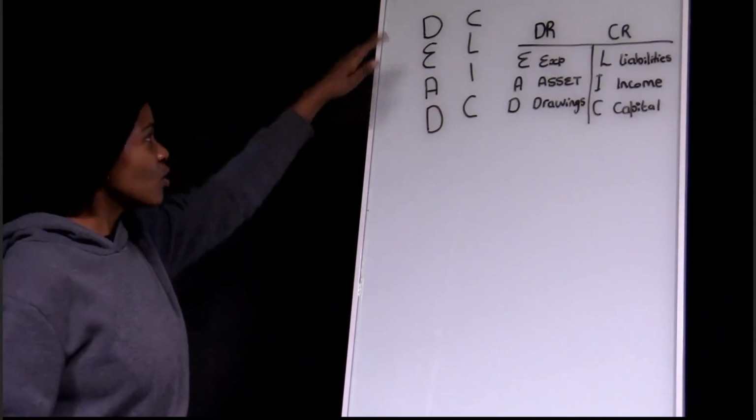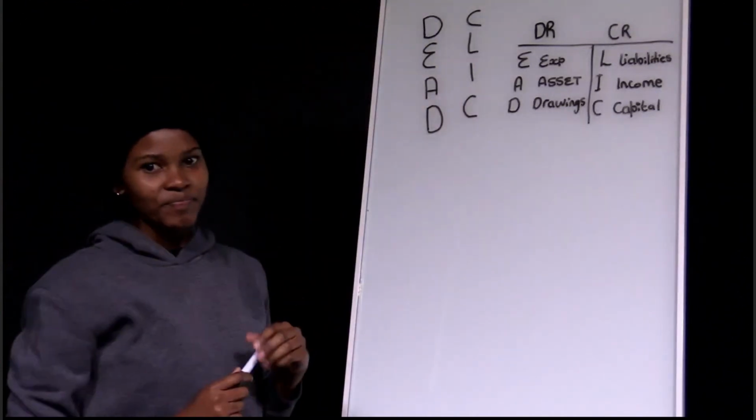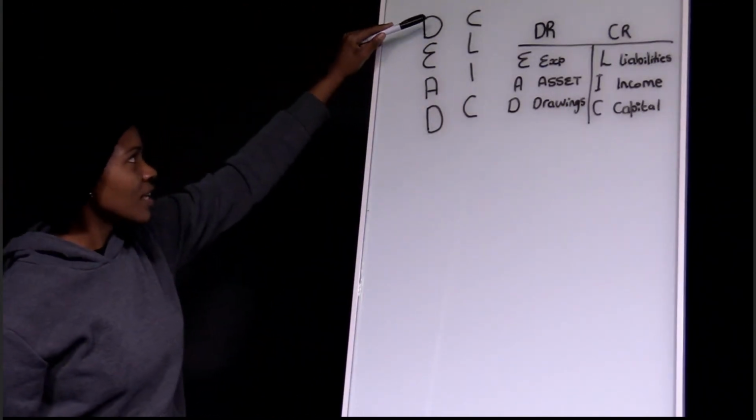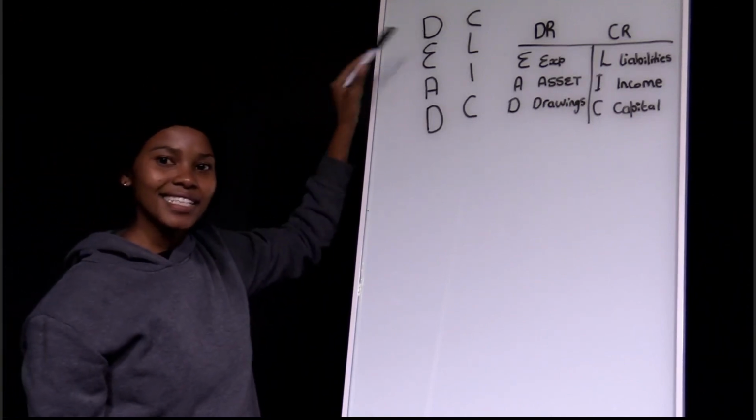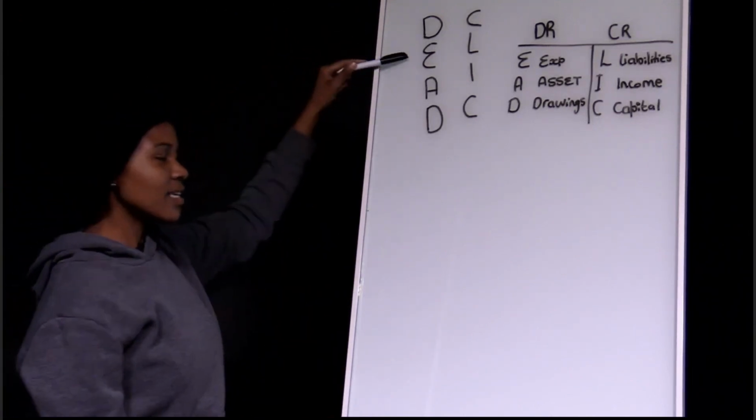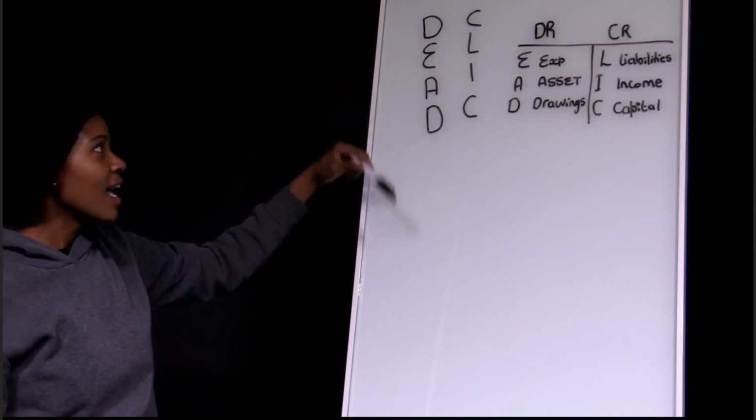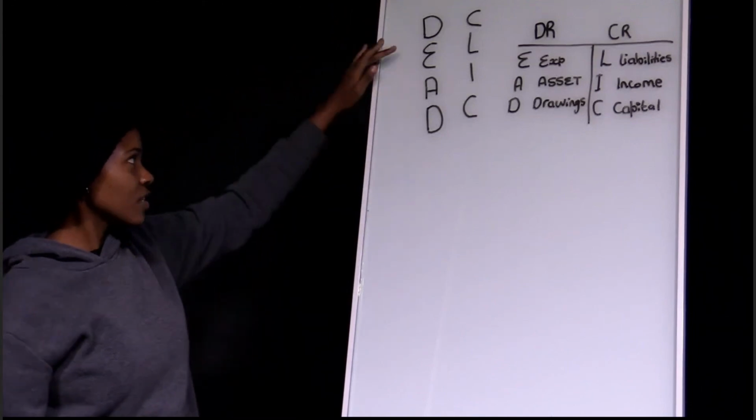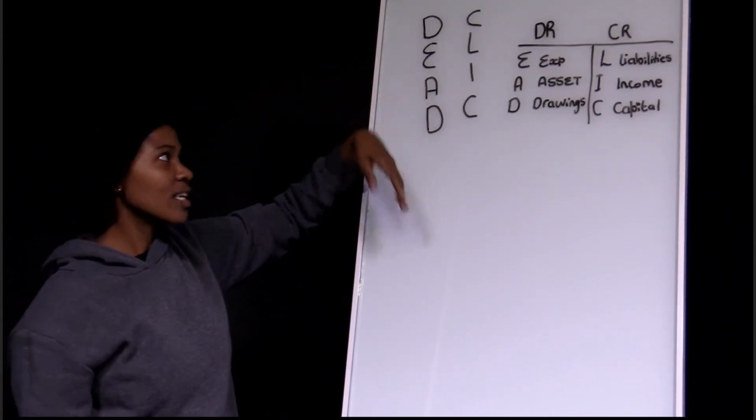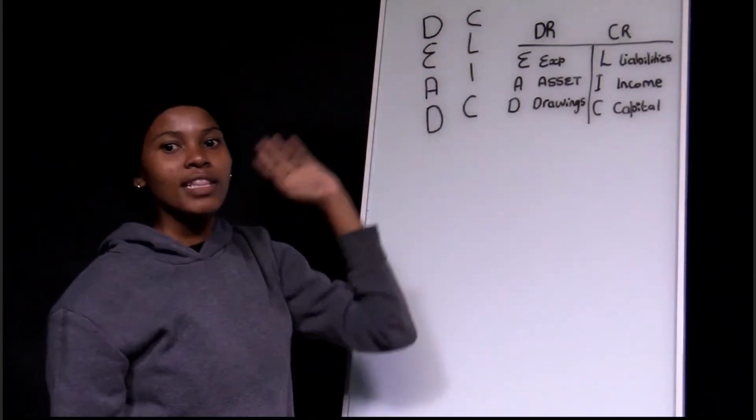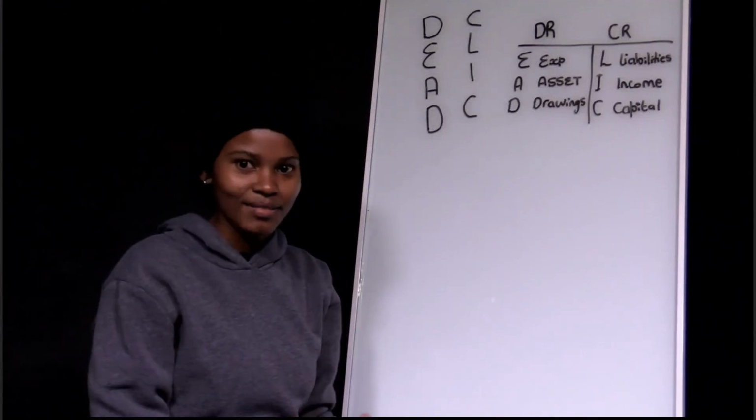What this basically means is that under DEAD, on the debit side, the things that increase are your expenses, your assets, and your drawings. And obviously, if your expenses, your assets, and your drawings increase on the debit side, they decrease on which side? On the credit side, right?